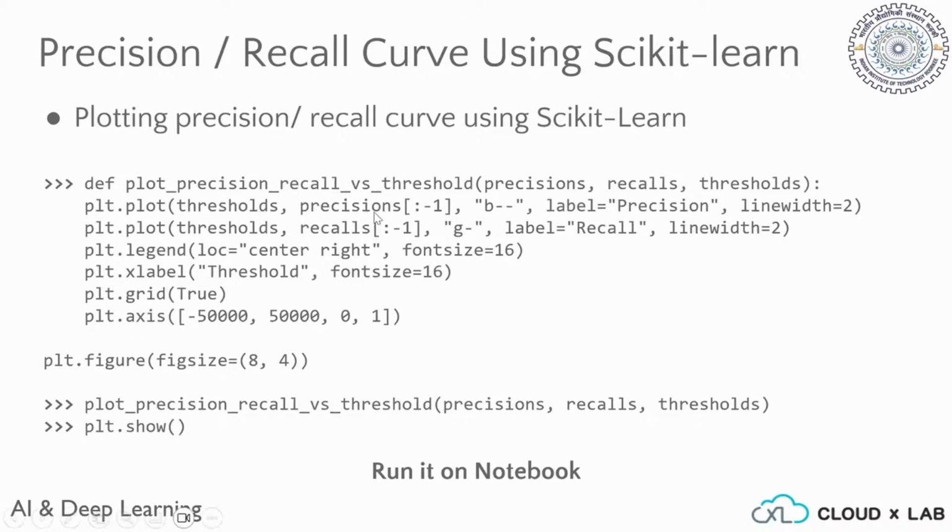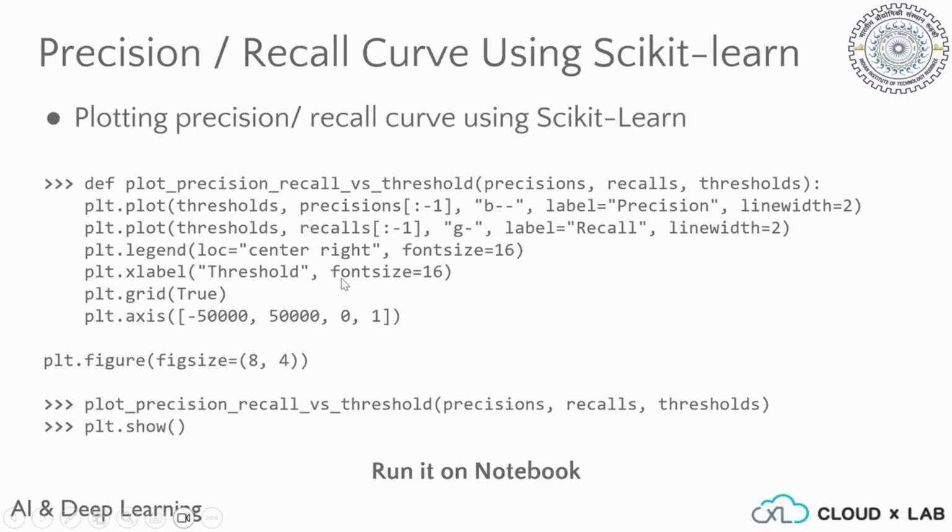So that's why here we are writing colon -1 for precision and for the recall, right? Because we don't want to consider the last value, the last element of that vector, and we only want values up to the second last value, right?